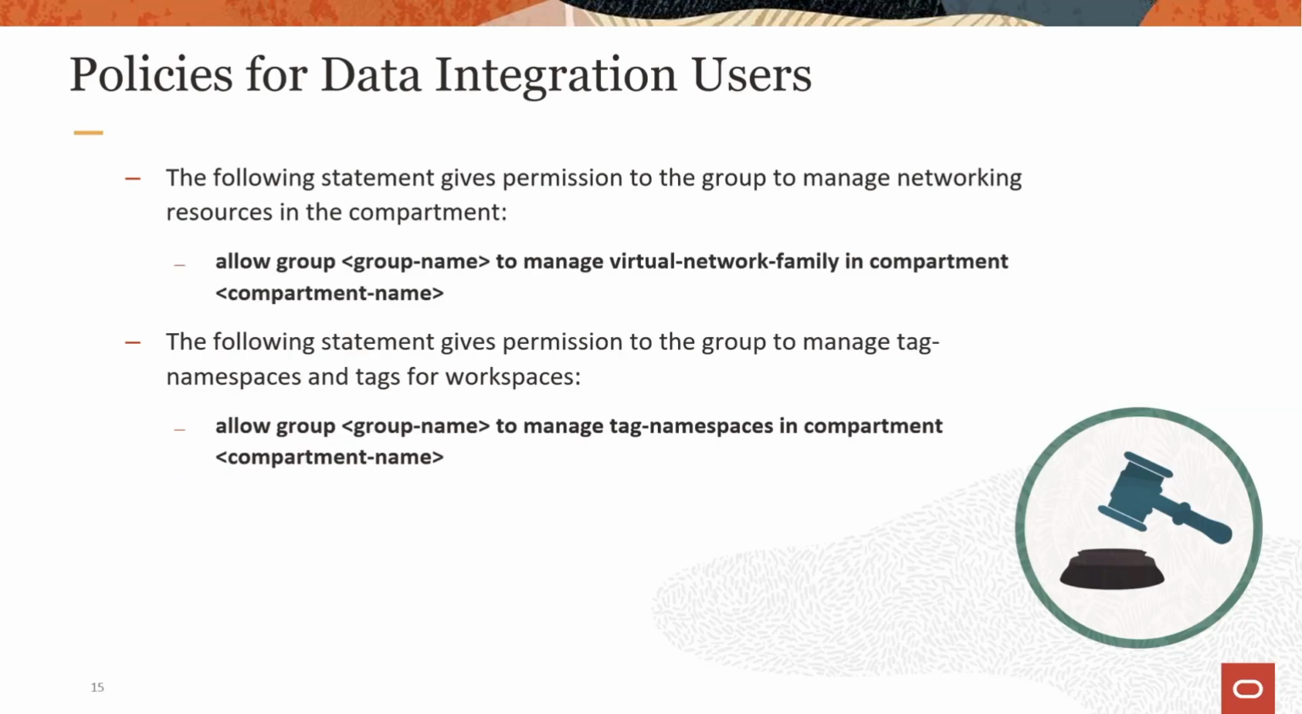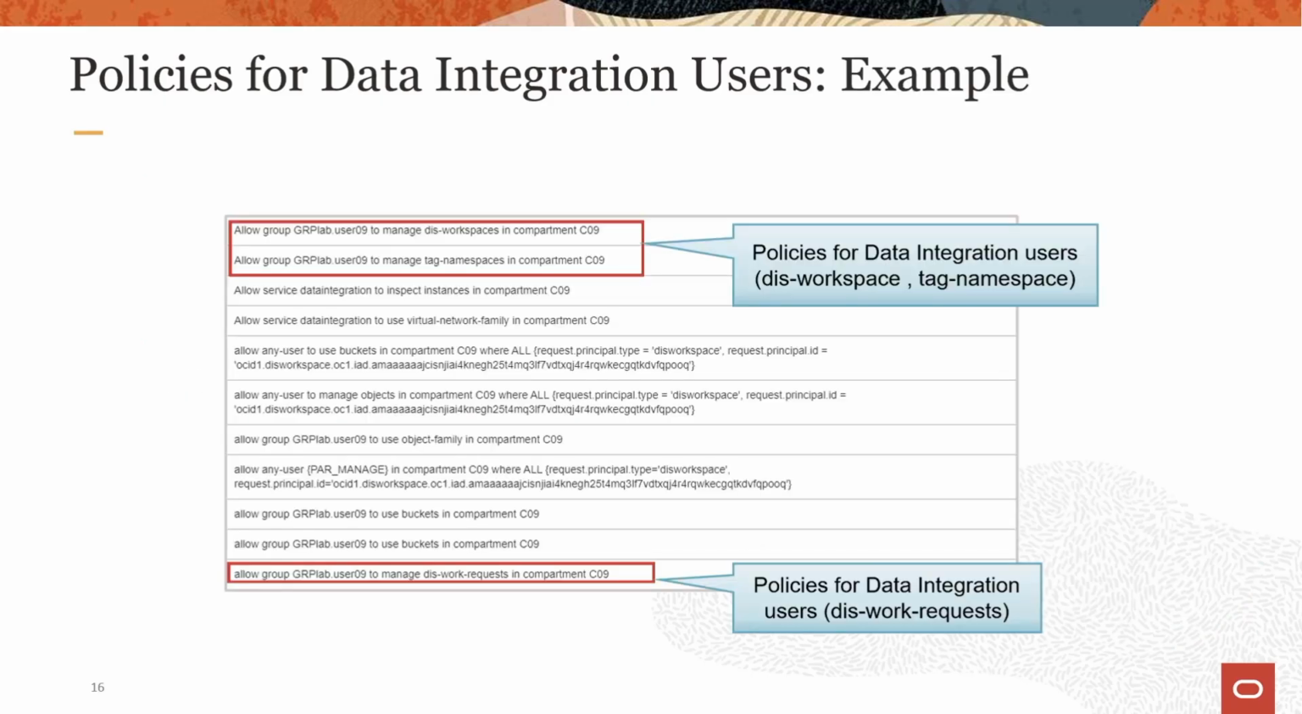and the user with the use permission can only perform integration activities within workspaces. The Allow group <group name> to manage virtual network family in compartment statement gives permission to the group to manage networking resources in the compartment. The Allow group <group name> to manage tag namespaces in compartment statement gives permission to the group to manage tag namespaces and tags for workspaces. As you can see in this slide, the policies for the workspace and work requests can be implemented.